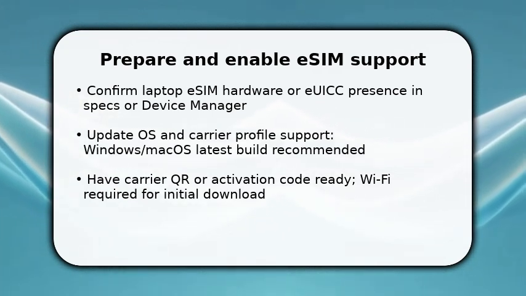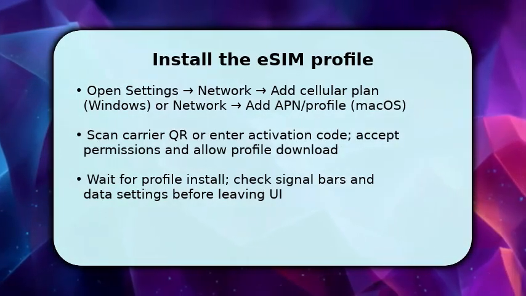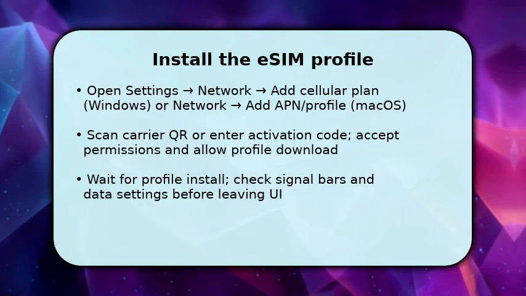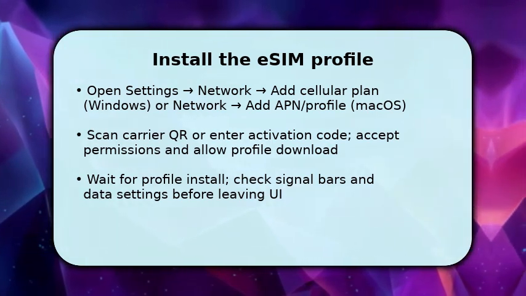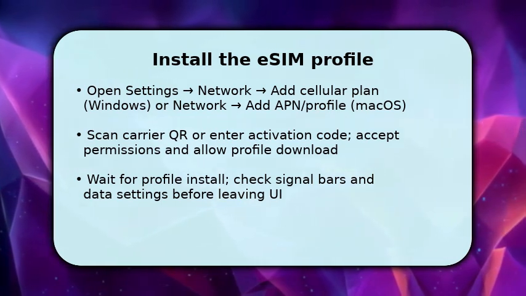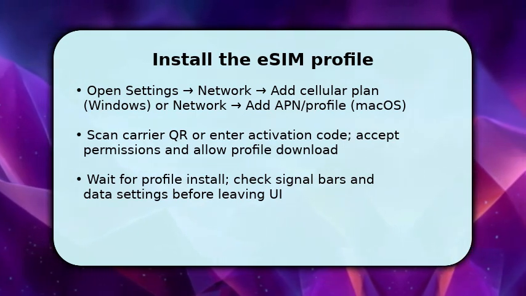You now add the cellular plan through the network settings. On Windows, choose Add a Cellular Plan. On macOS, use the network panel to add a profile. Next, scan the carrier QR code or manually paste the activation code and accept any permissions. The OS needs to download the profile and install credentials.